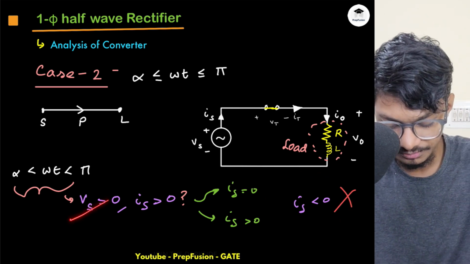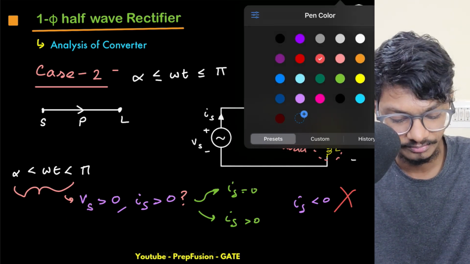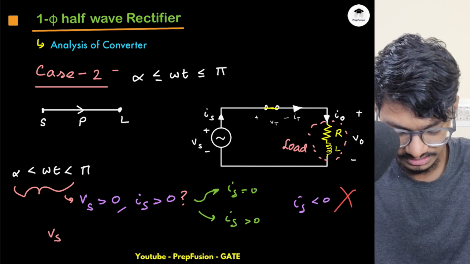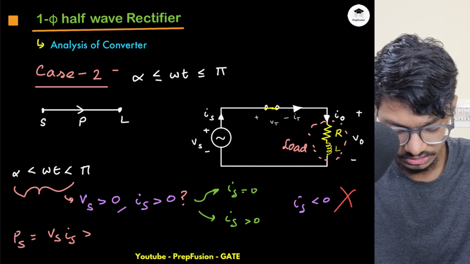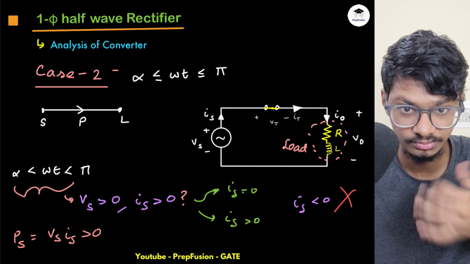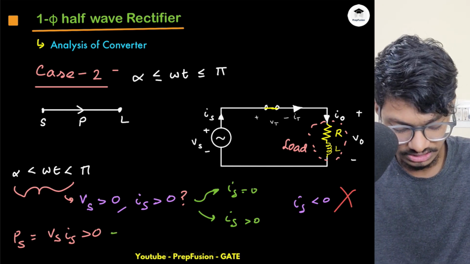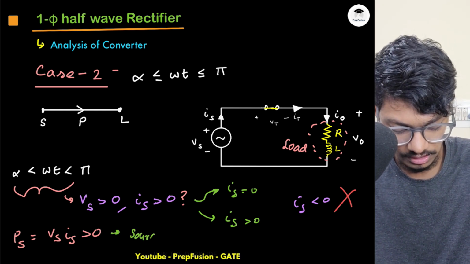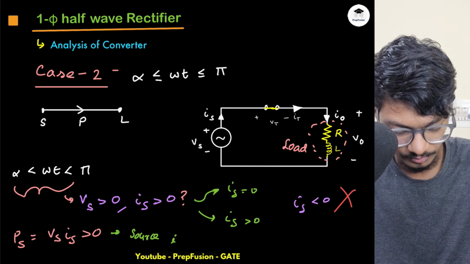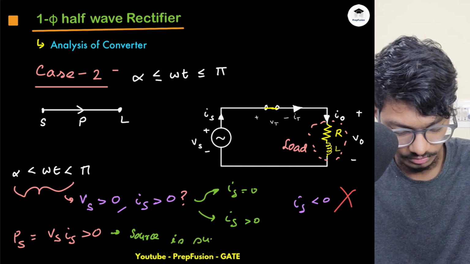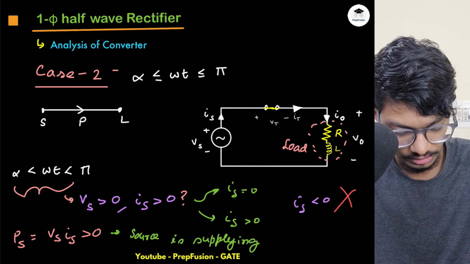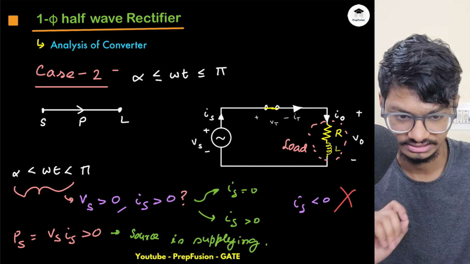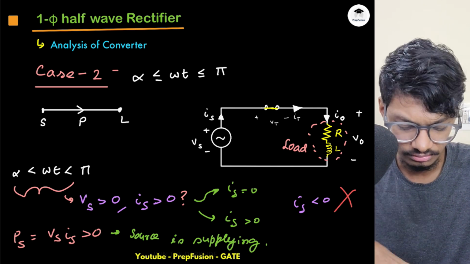Hence, what is the product of Vs into Is? That is the instantaneous power, right? Vs into Is is the instantaneous power. That is my Ps, which is greater than 0. That means it is positive. That means my source is supplying the power. Okay, that means my source will simply supply the power. That's it, right? That was a simple case.